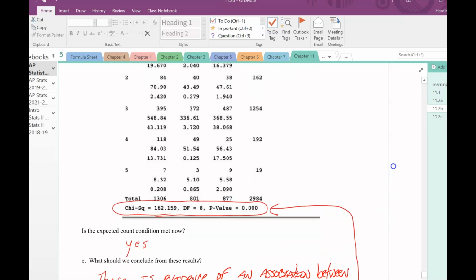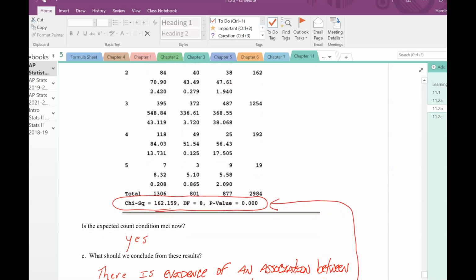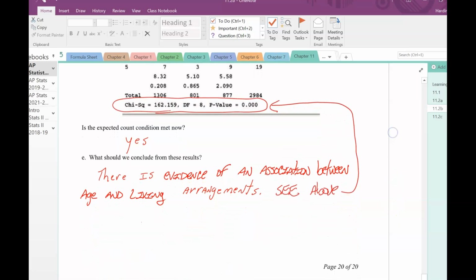And then at the bottom is the results of the test. The chi-square test statistic is 162. Degrees of freedom is 8. The p-value there says 0. That just means it's so small that it's essentially 0. So now is the expected count condition met? Yes. What should we conclude? We're going to reject the null hypothesis. There's evidence of an association between age and living arrangements.